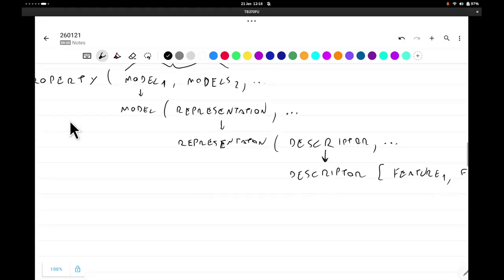Another name that you often find in the literature instead of descriptor is the fingerprint, especially when you are doing so-called materials informatics, which I will come to in a second.